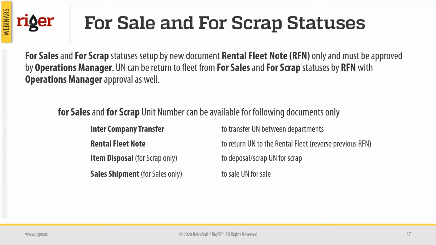So with the rental fleet note, say for example, sometimes you decide today you will sell it, but nobody wants it. So you can reverse the rental unit status and return the equipment back to the fleet. Item disposal is for scrap only, and a sales shipment is for sales only. So for scrap it can be used in item disposal, for sales it can be used in sales shipment.